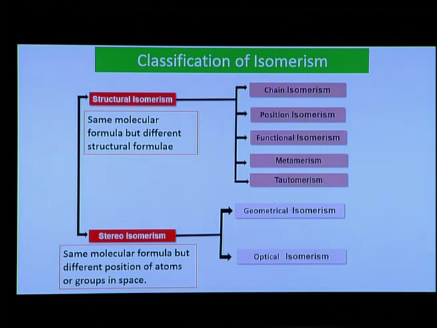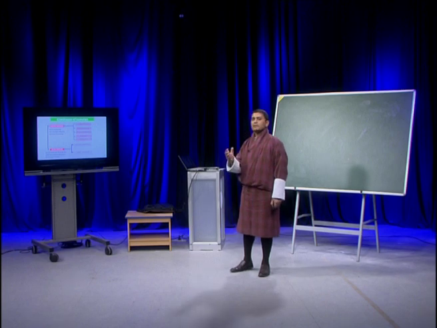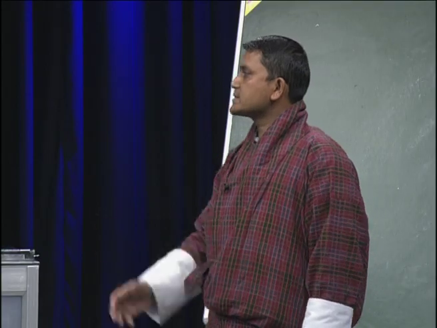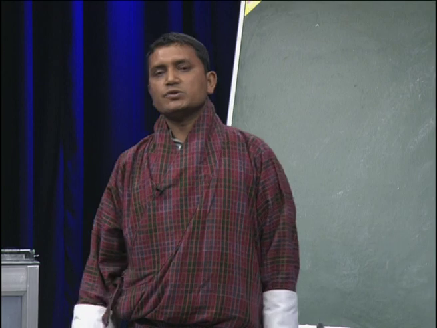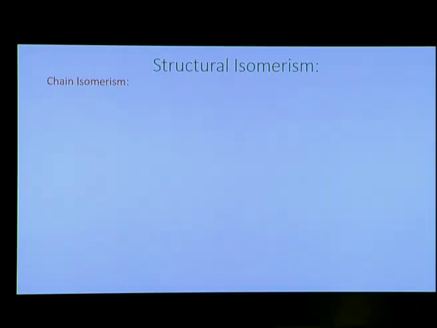Stereo is basically to do with the arrangement of atoms in space, whereas structural isomerism is to do with the arrangement of the atoms in the structure itself. Now in today's lesson, we'll be focusing on structural isomerism. The first structural isomerism is chain isomerism.